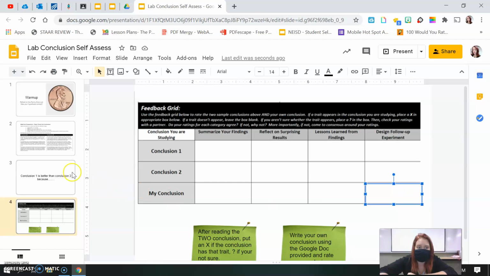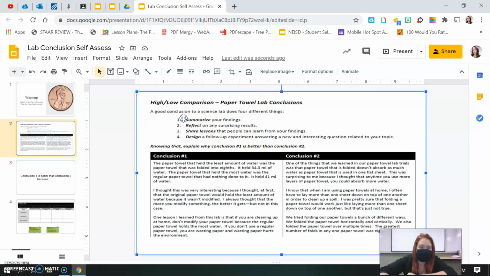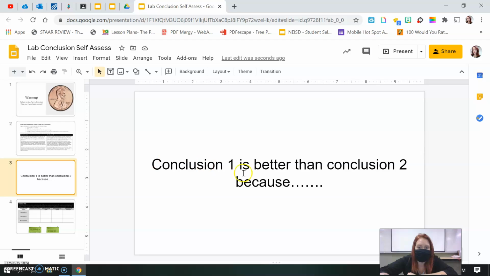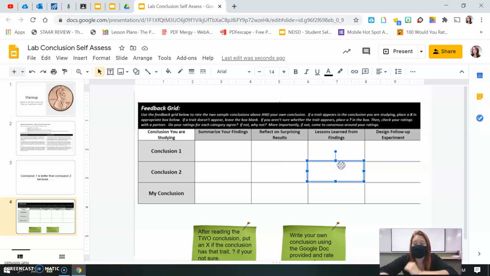So really the only two things that you have to do today: read the two conclusions, compare them to each other, and explain to me why conclusion 1 is better. They need to include these four characteristics here. Then explain to me in 2 sentences right here, why is it better? And then mark off the traits that you see. X, it has it, blank, it does not have it, question mark, you're not sure.